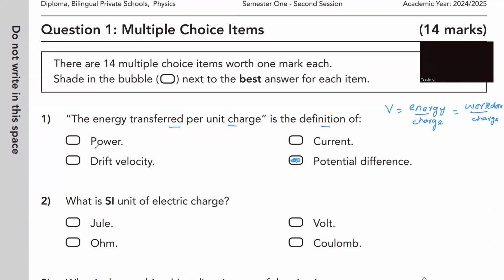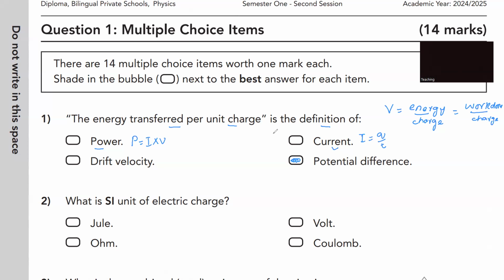If I'm talking about power, the definition of power is the product of current and voltage. So P is equal to IV is the mathematical form of power. If I'm talking about current, the definition of current is I is equal to charge per unit time. This is the equation of current.